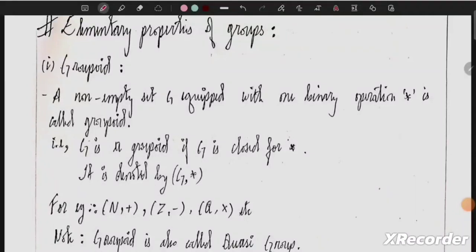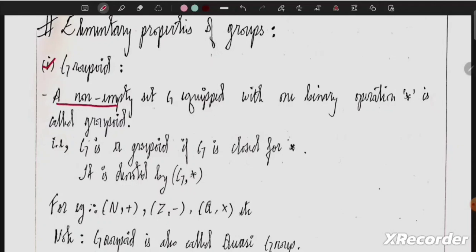Hello everyone. In this video, I will be presenting on the topic elementary properties of groups, and we will try to solve two problems based on it. Under elementary properties of groups, the first one is groupoid.